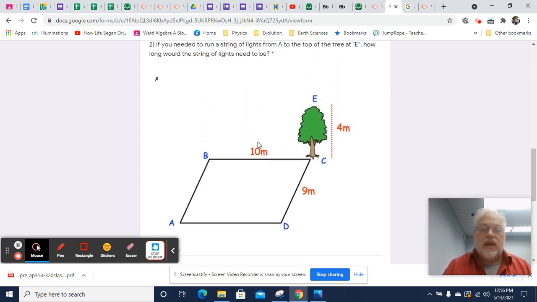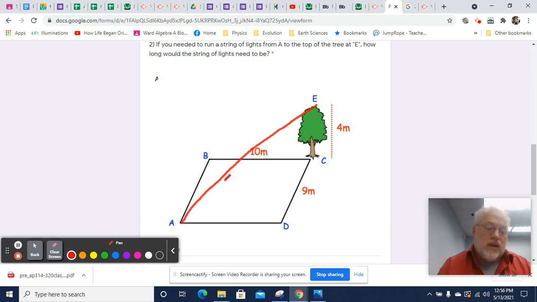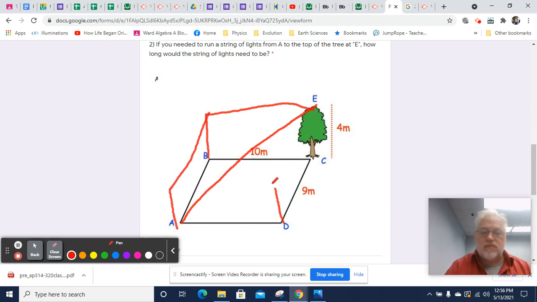All right, now we need to run a string of lights from the top of this tree to point A. So I'm going to draw that line. We're going to do a string of lights from here to here. Now it's going to sag a little bit, but we're just going to deal with it as a straight line, and then we can give it an extra meter or something like that to make up for that. Of course, if we put all this together, this is an imaginary rectangular prism here. And so we're just getting the diagonal of a rectangular prism.